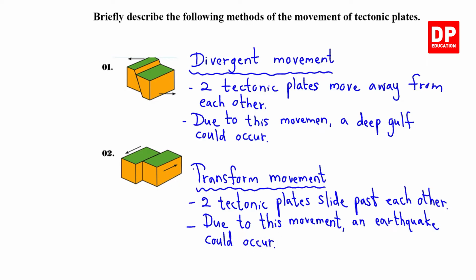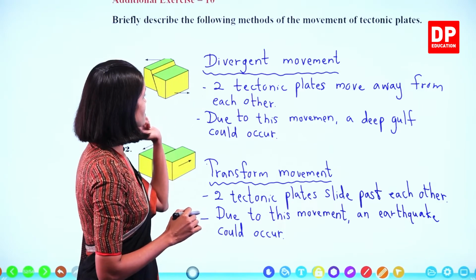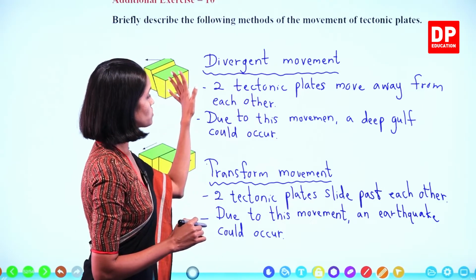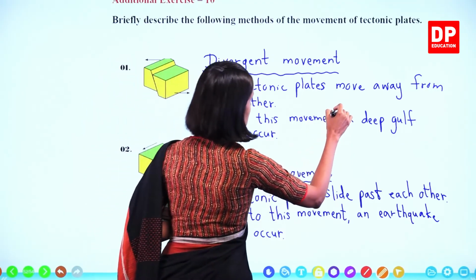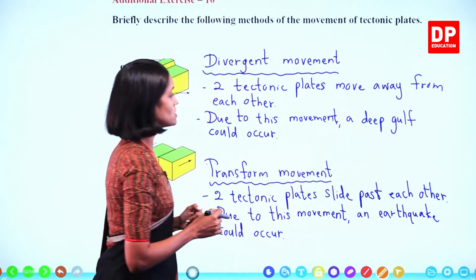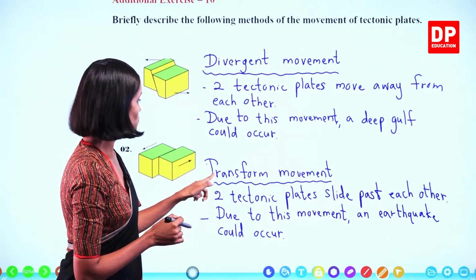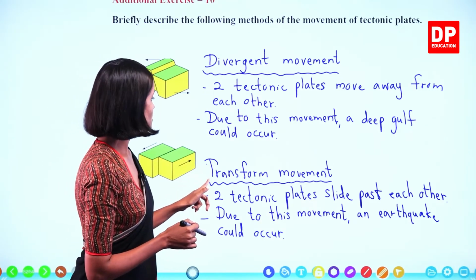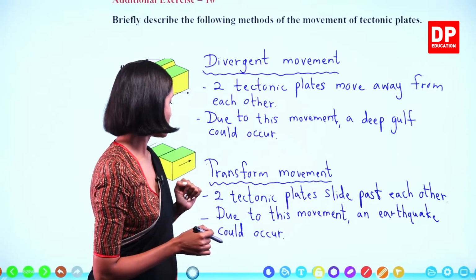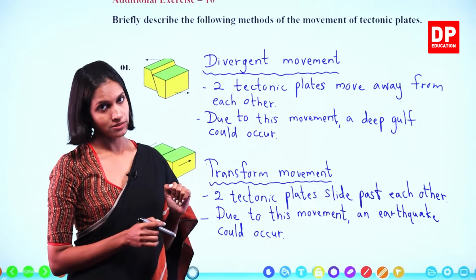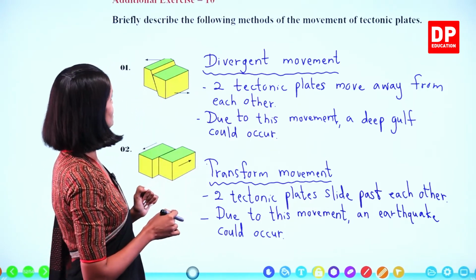Right, children? Divergent movement. Two tectonic plates move away from each other. Due to this movement, a deep gulf could occur. Right? Transform movement. Two tectonic plates slide past each other. Due to this movement, an earthquake could occur. Right? We'll move on to the next.